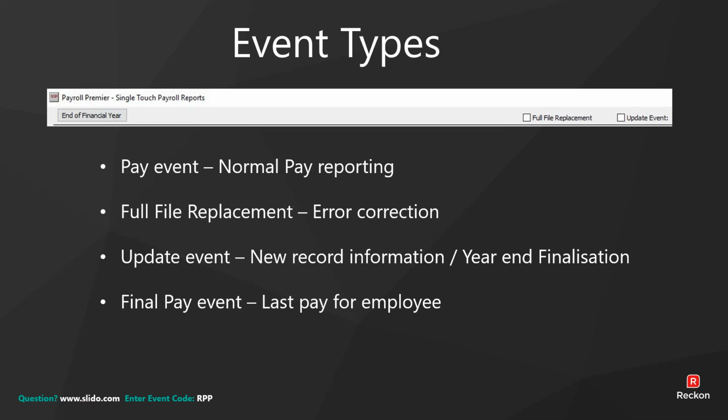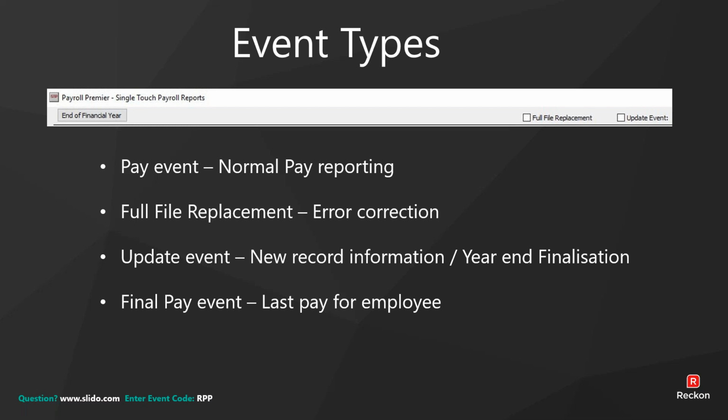The update event is just to correct employee year-to-date figures, or there's been a change, tax file numbers, that sort of thing. So just minor things in there. The full file replacement or update event are only ever used when you've got a successful submission to the ATO. If you've submitted it and it came back with an error, it's not an update event or full file replacement, because the ATO have never received it. You just submit it through as you always have.